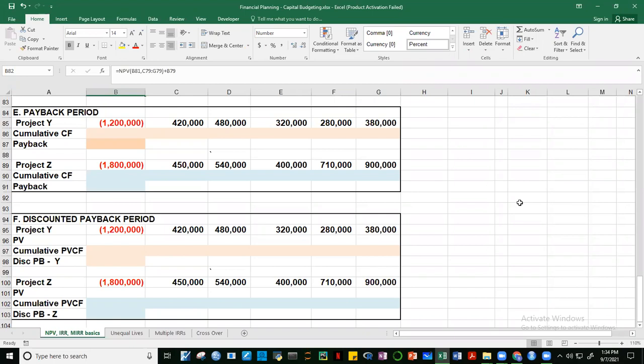So that's very easy in Excel. So first, sa Project Y, di ba 1.2 million initial investment natin. So first year, may 420 tayo. So hindi pa natin nare-recover lahat. No? Second year, may 480 tayo. So if we add these two, 900,000 to. So hindi pa rin natin nare-recover. So pagdating ng third year, 320 na. No? So ibig sabihin, lampas na dun sa initial investment.